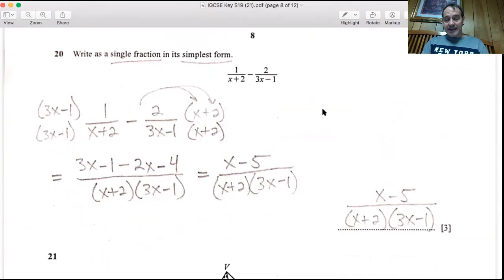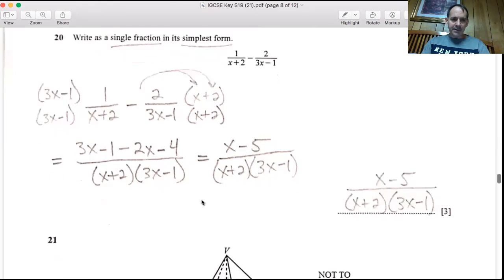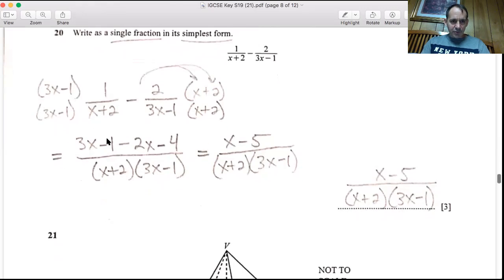Number 20, write as a single fraction in its simplest form. Again, this is just adding and subtracting fractions, so you need a common denominator. Well, we've got two very different denominators here. So over here on the left, the 1 over x plus 2 needs multiplied by the 3x minus 1. And the one on the right has the 3x minus 1. It needs multiplied top and bottom by the x plus 2. So this fraction on the left needs the 3x minus 1. This fraction on the right needs the x plus 2. You multiply it top and bottom. So here we get 3x minus 1.